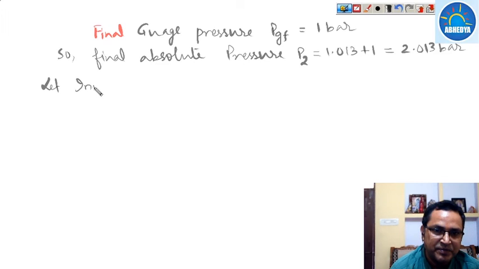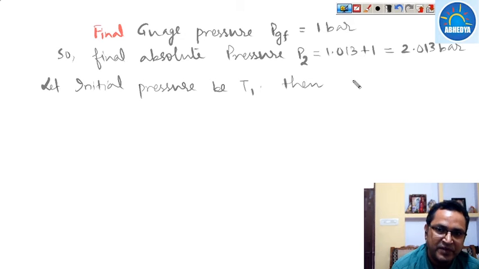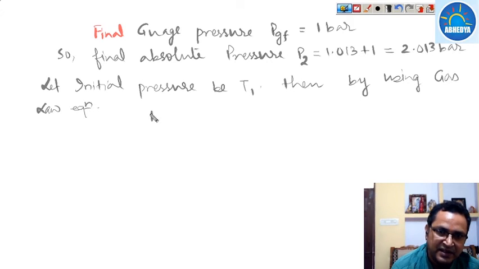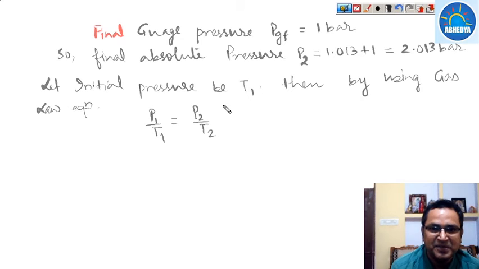Okay, so let the initial pressure be P1 and the initial temperature be T1. Then by using the gas equation or gas law, that is P1 upon T1 equals P2 upon T2. I am sorry, the initial pressure should be P1. Sorry, I had written it as T1.